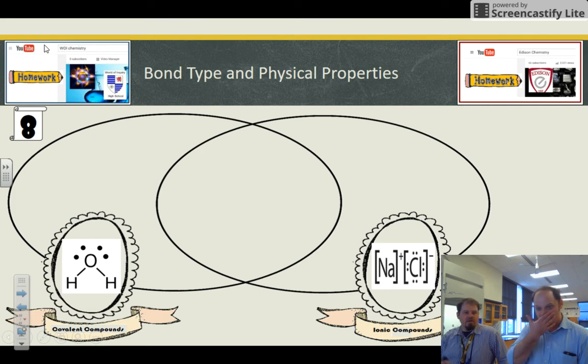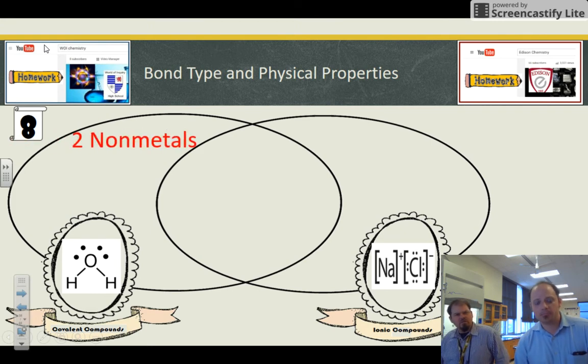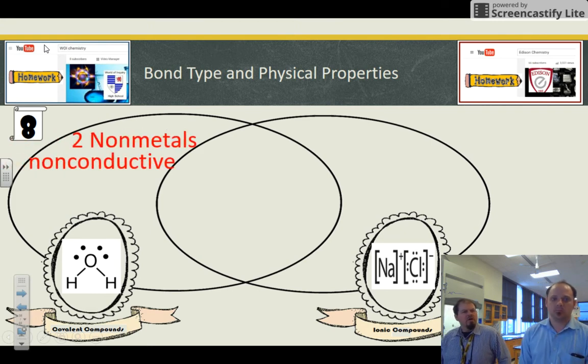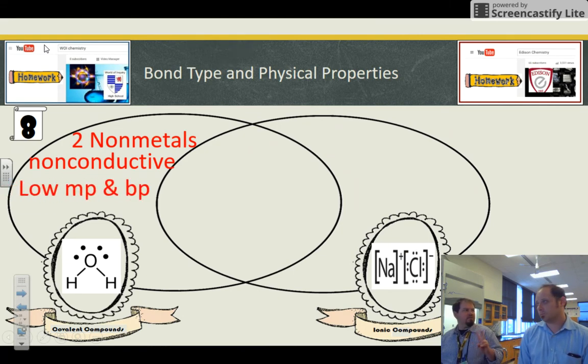So just a quick look at these Venn diagrams of the properties. Covalent compounds are going to be two nonmetals. Have we mentioned that yet this unit? Two nonmetal elements. We really need to hammer that. It's a shortcut, but know the real reason why. Two nonmetals, non-conductive, low boiling point, low melting point, and soft.